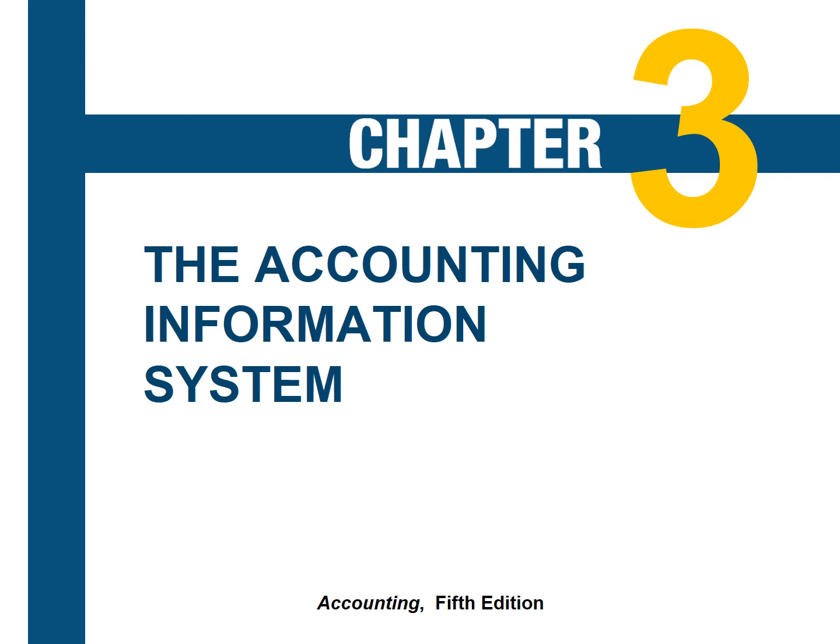Chapter 3 on the Accounting Information System is probably the most important chapter of all of the 11 chapters we're covering, because if you don't get this chapter down, the future chapters you'll never get, because they're all built around this chapter. So please spend a lot of time trying to understand what's going on in this chapter.